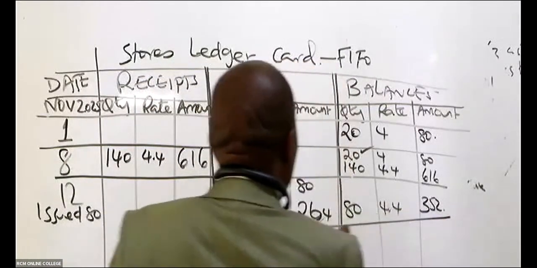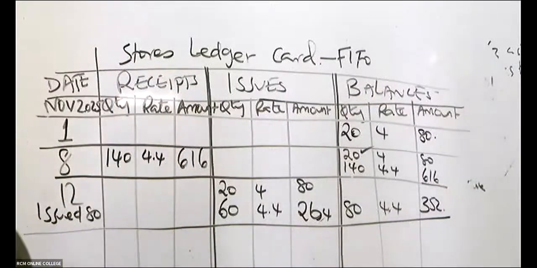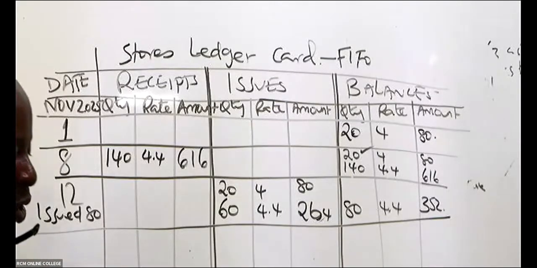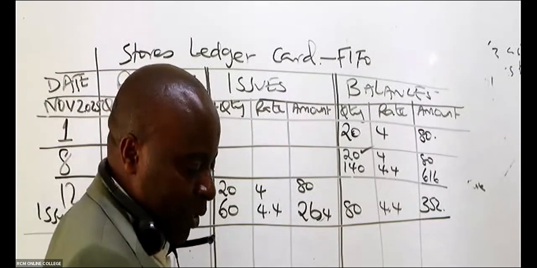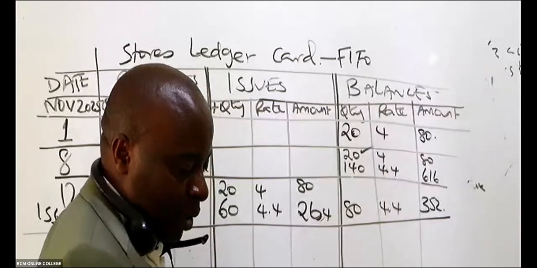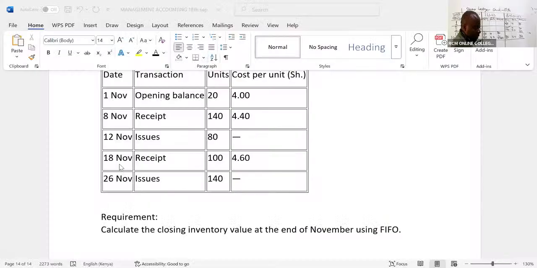That is all about this FIFO. It's about the oldest stock being issued first. There is nothing that should scare you. Ladies and gentlemen, what we shall do, we shall come here and go to the next one. On the 18th November, we received 100 at 4.6. I love receipts because when receiving, there is no thinking.